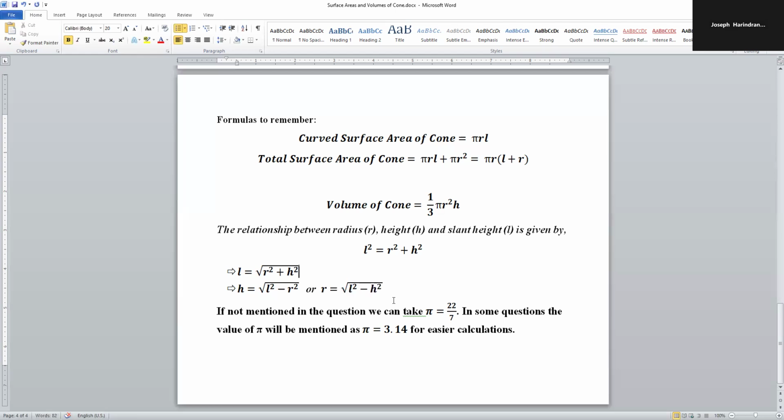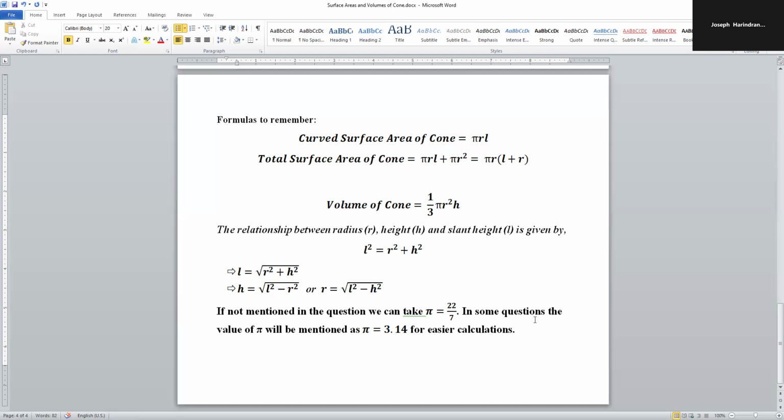These are the concepts. If not mentioned in the question, we can take pi equal to 22 by 7, which is only an approximation. Since pi is not a rational number, it cannot be represented in the form of p by q, where p and q are integers. So it's only an approximation, but for easier calculation, for the values given in that particular question, this might be easier. So we can assume that it is 22 by 7. If nothing is mentioned in the question, we can take pi is equal to 22 by 7.